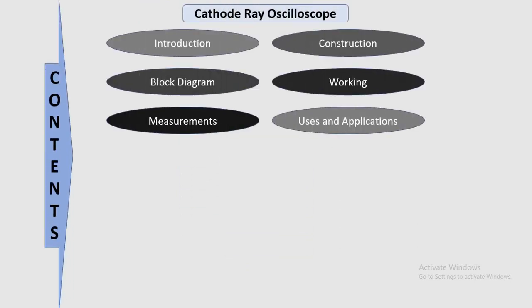First, let us see what the contents of this video are. In the section on cathode ray oscilloscope, first we will see the introduction, then the construction of CRO, then its block diagram, its working, then what measurements are taken with the help of CRO, and their uses and applications.